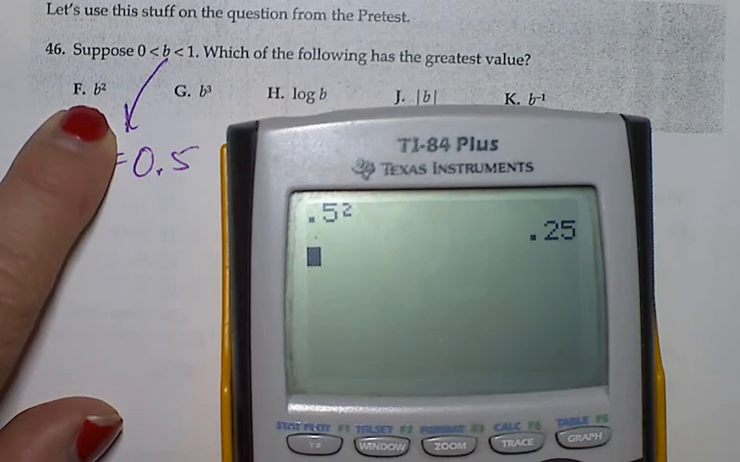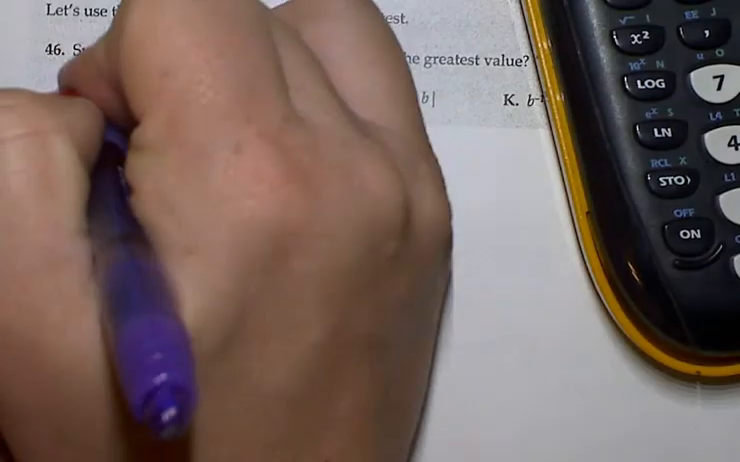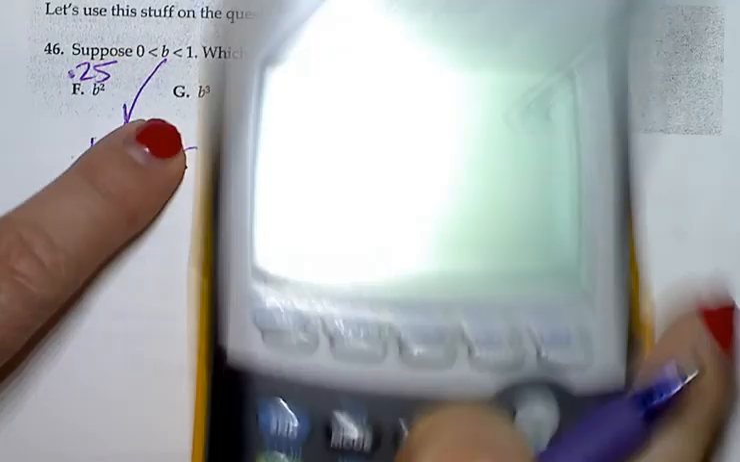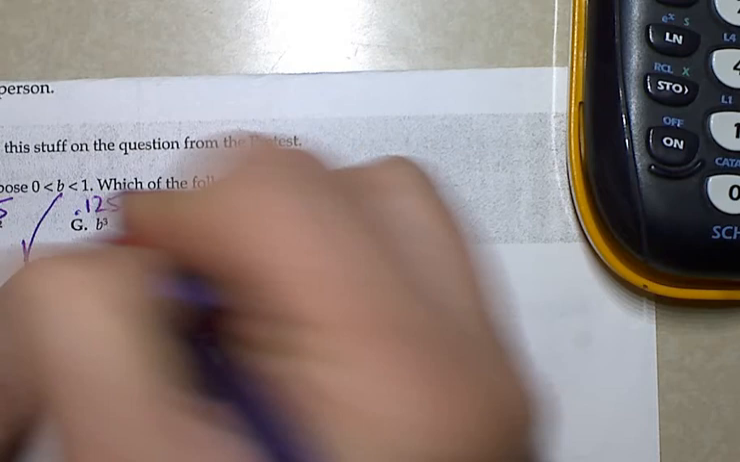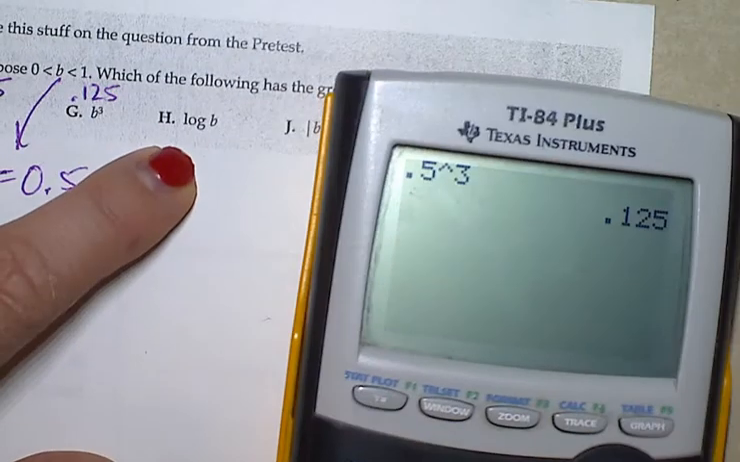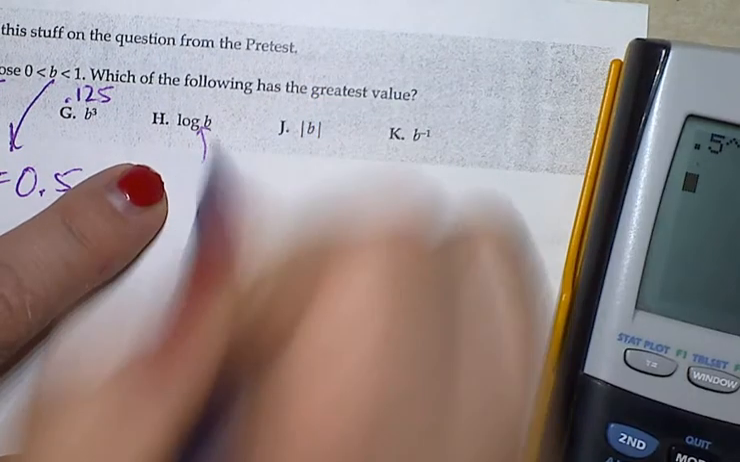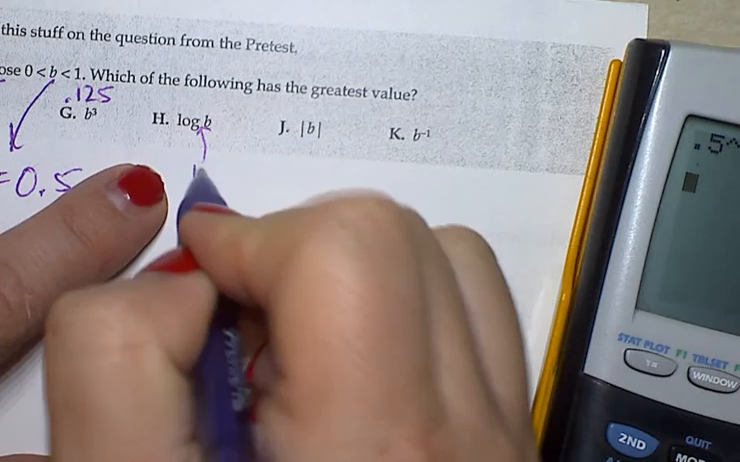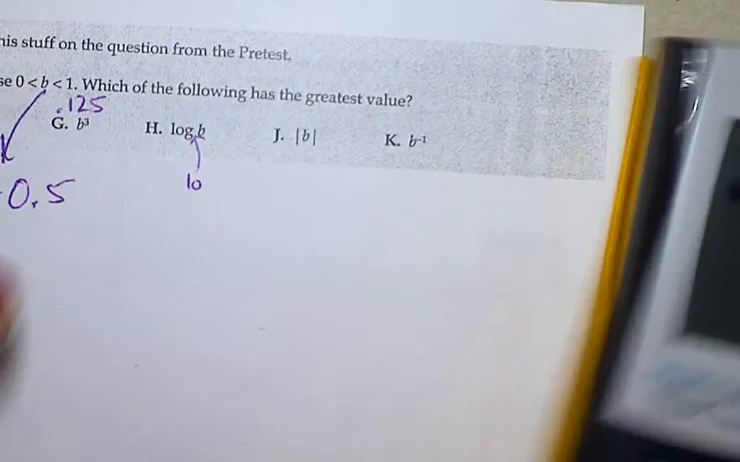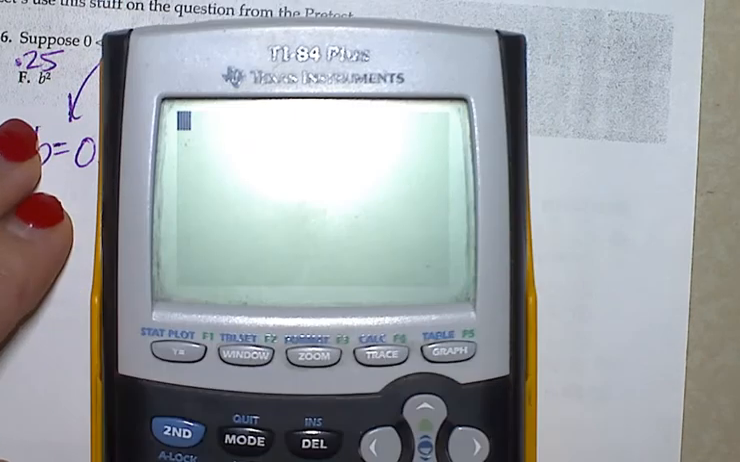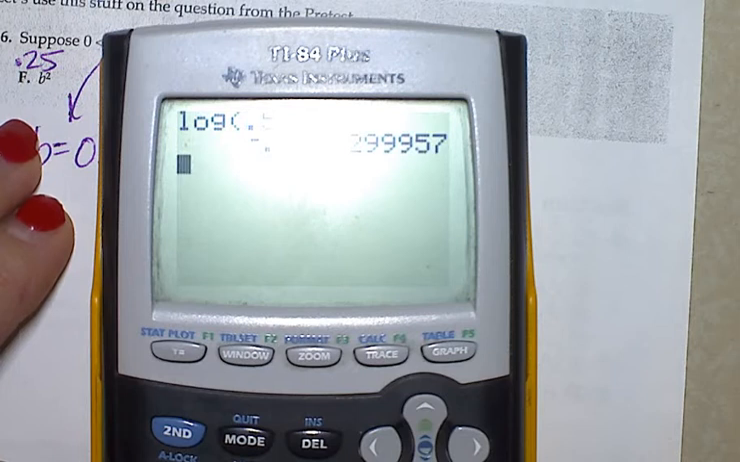0.5 squared is 0.25. 0.5 to the third power for option G is 0.125. Now, what is the hidden base right here? A 10. When it's a 10, you can simply plug in what we see. So we're going to do the log of 0.5. Log of 0.5 is negative 0.3 approximately.